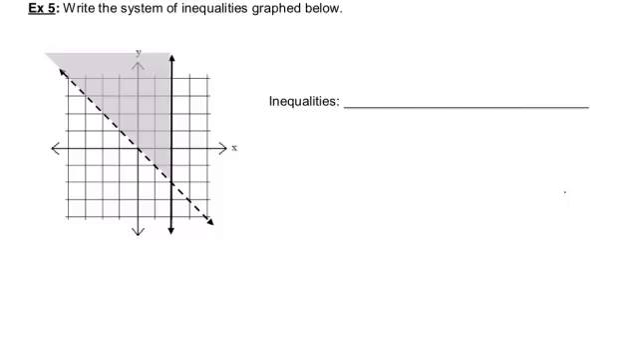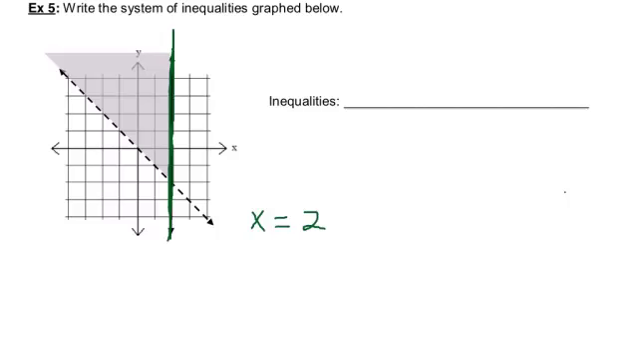So now they give us the graph, we need to write the inequalities. It doesn't matter what line we start with, but notice that there are two lines here. So I'm going to start with this line right here. We know that this is a vertical line through x equals 2. So we know that this is the equation x equals 2.